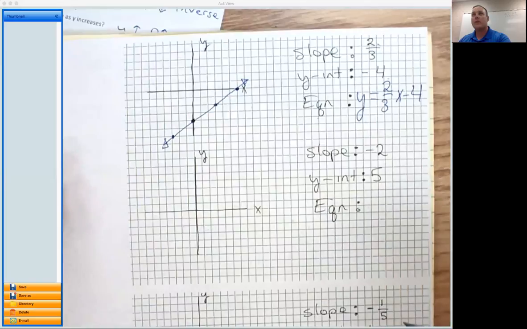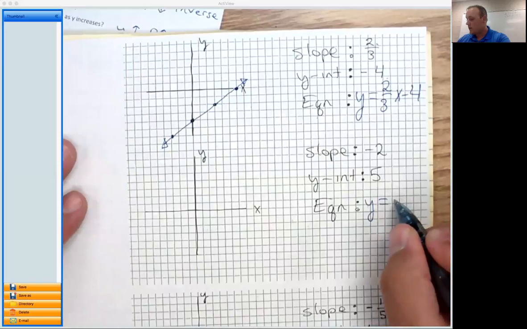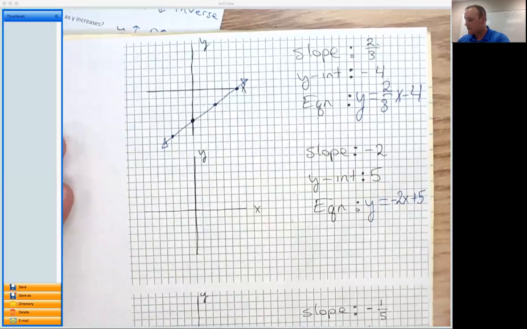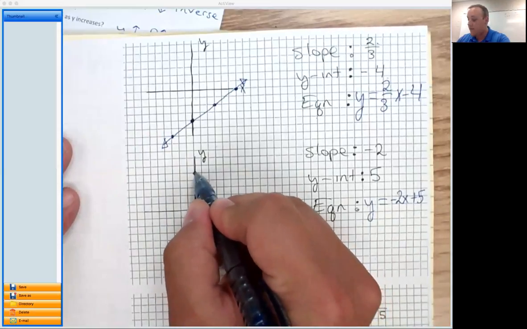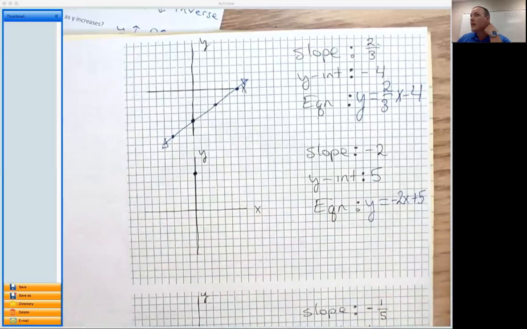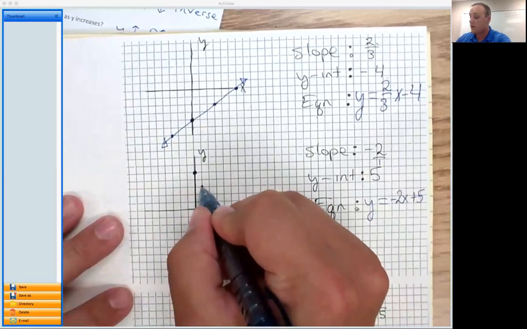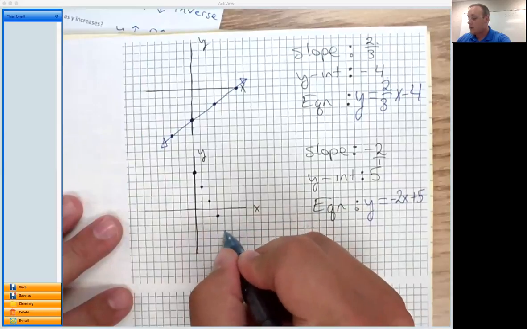All right, now let's write my equation for this next one. Y equals -2x plus 5. So where do I start? +5. I would start at +5, so I go up 1, 2, 3, 4, 5. And my slope is -2, right? So it'd be -2 over 1. So I go down 2 to the right 1, down 2 to the right 1, down 2 to the right 1, and so on.